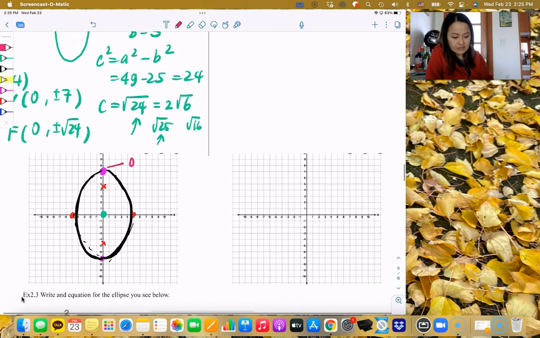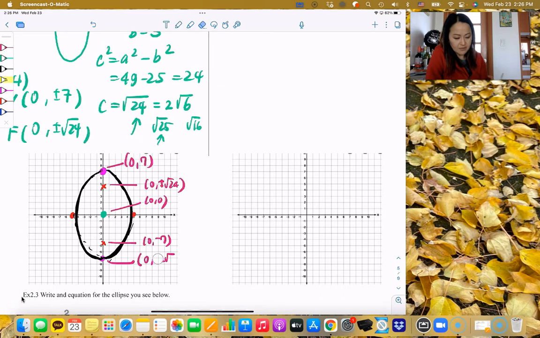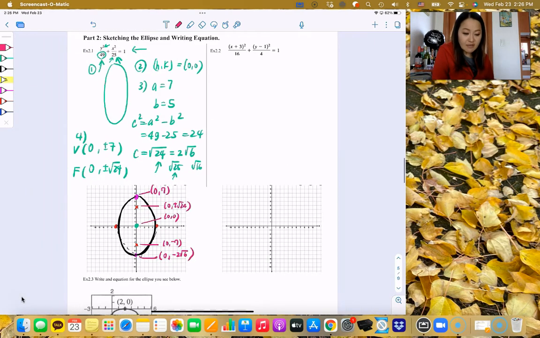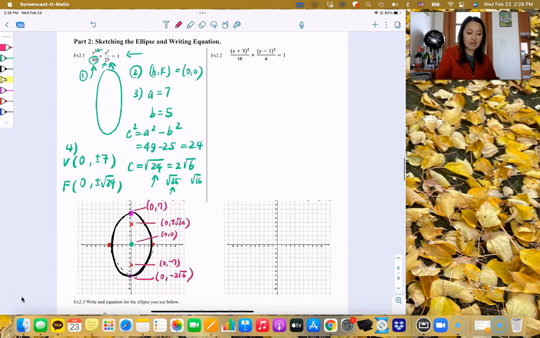So this guy is 0, 7, this guy is 0, root 24, this guy is 0, 0, and this guy is 0, negative 7, and this guy is 0, negative root 24, oh, sorry. Or that's fine too, actually. Negative 2 root 6, should I just write it that way? Okay, easy peasy. Try the next one all on your own and then start watching the video when you're ready, okay?